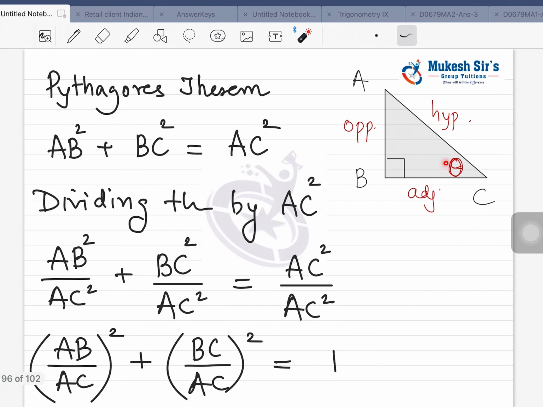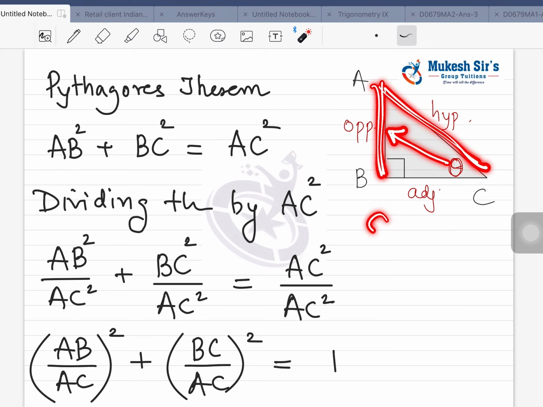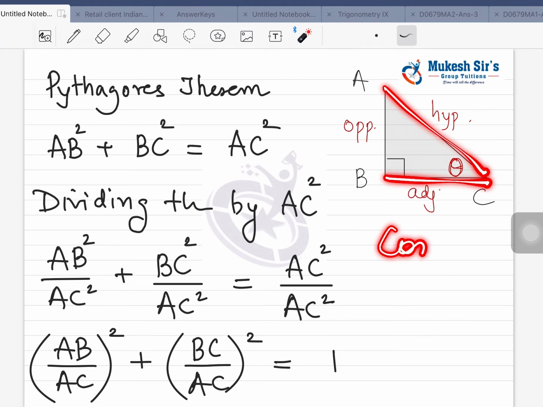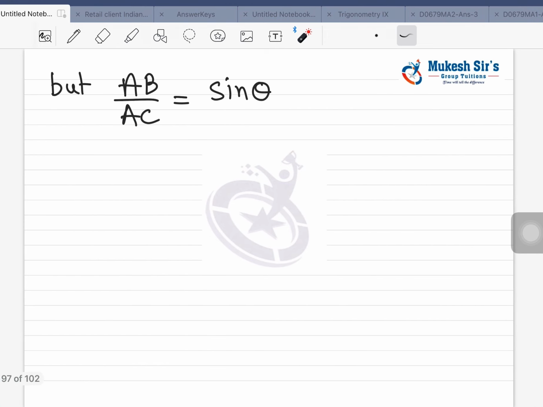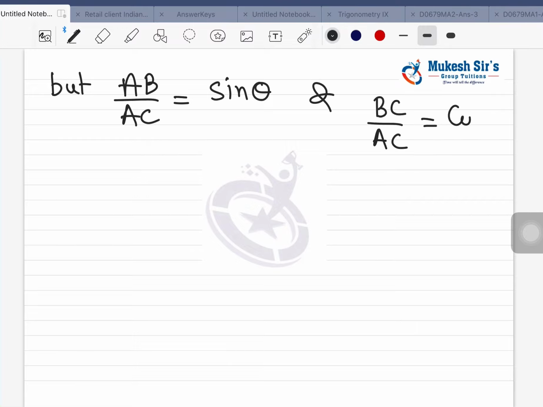Sin of any angle, sin theta is equal to what? Opposite side upon hypotenuse. तो AB upon AC is sin theta है ना. तो AB upon AC को I can write sin theta. And BC upon AC is cos theta. Cos theta is what? Adjacent side upon hypotenuse. So this becomes cos theta. So AB upon AC is sin theta and BC upon AC is cos theta.